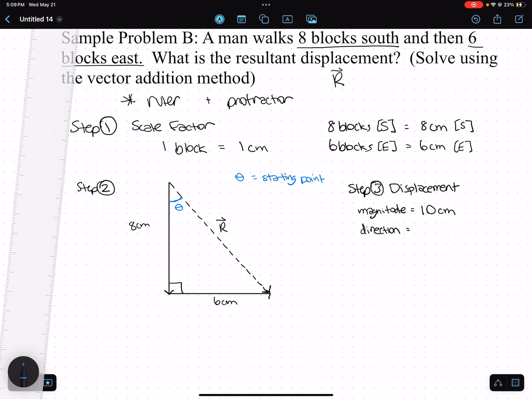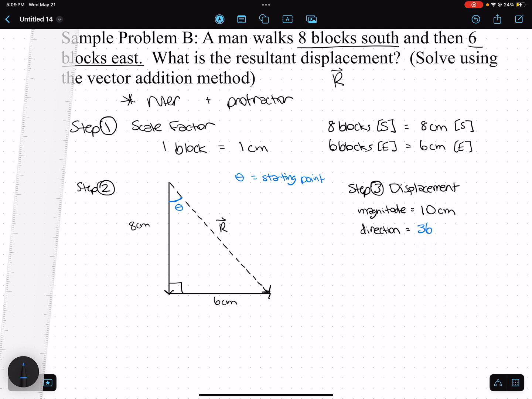So what you're going to do is take your protractor and line it up to measure that angle. I don't really have a protractor, but you should line it up kind of like this, to be able to measure this inside angle. Once you have done this, you should get the angle to be approximately 36 degrees.